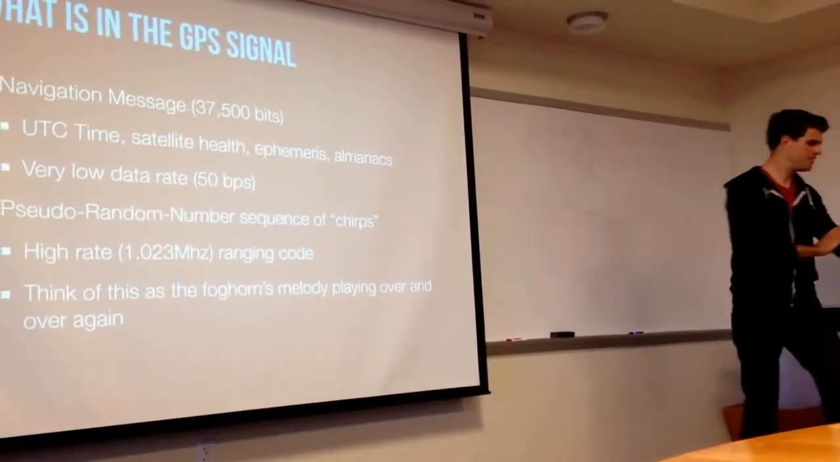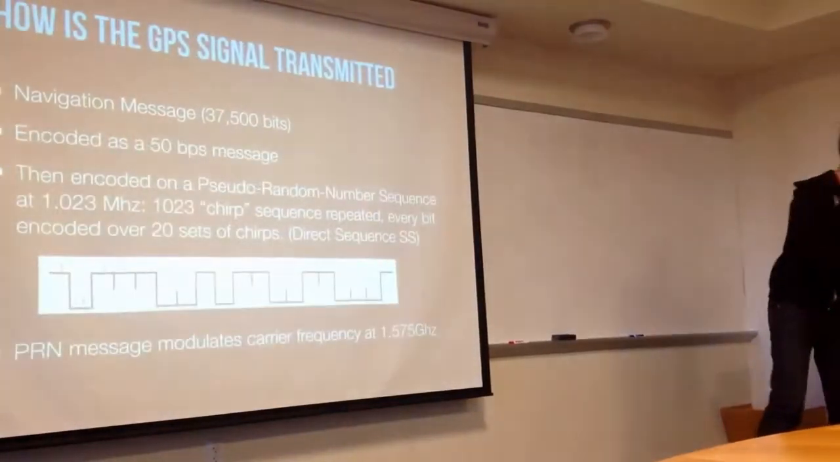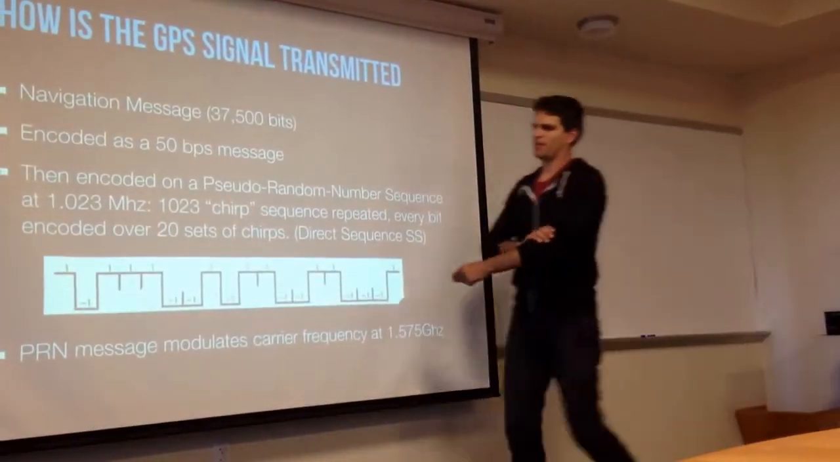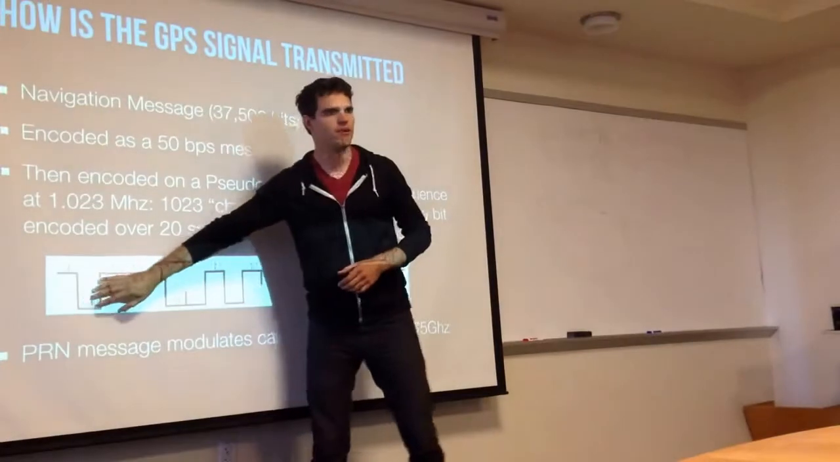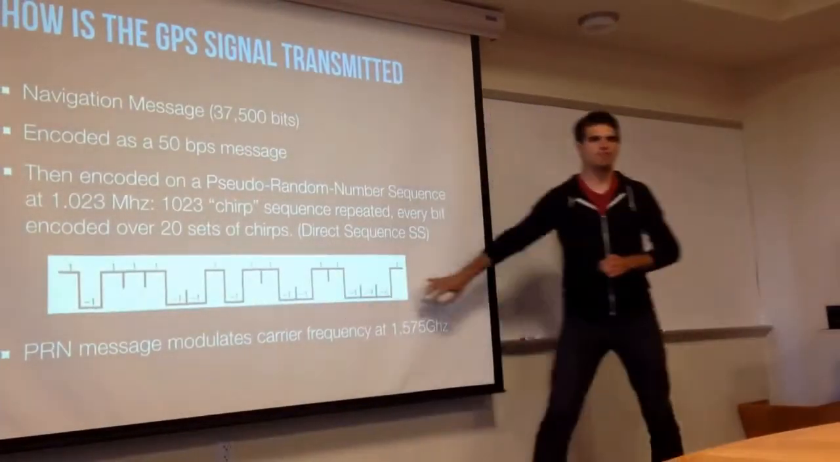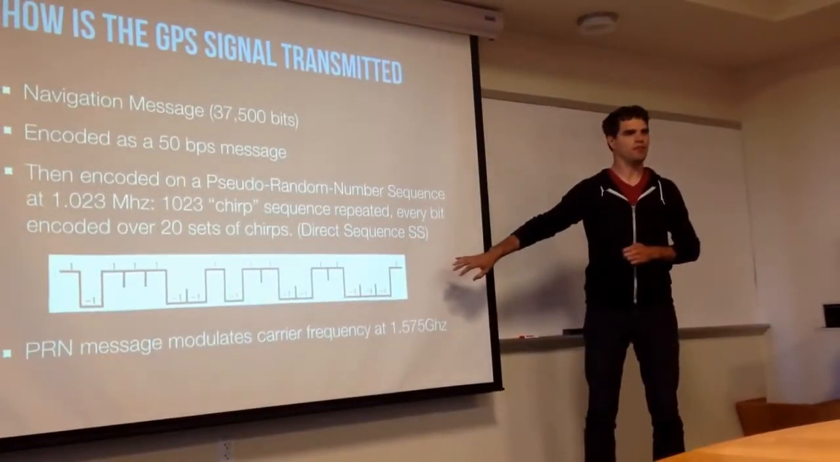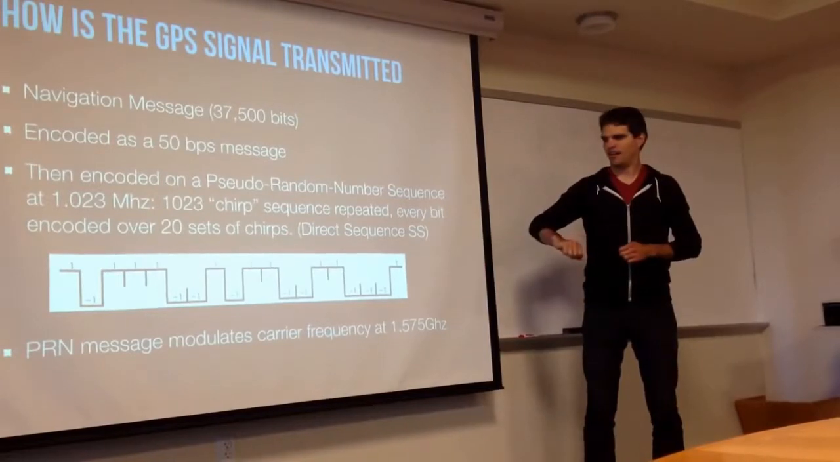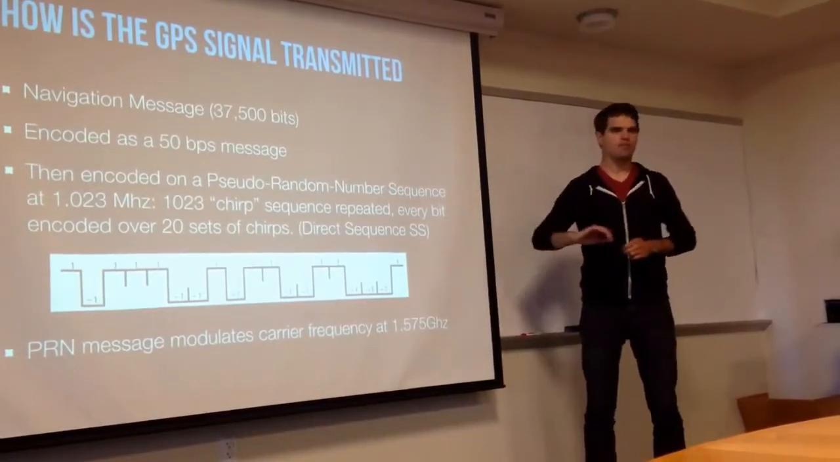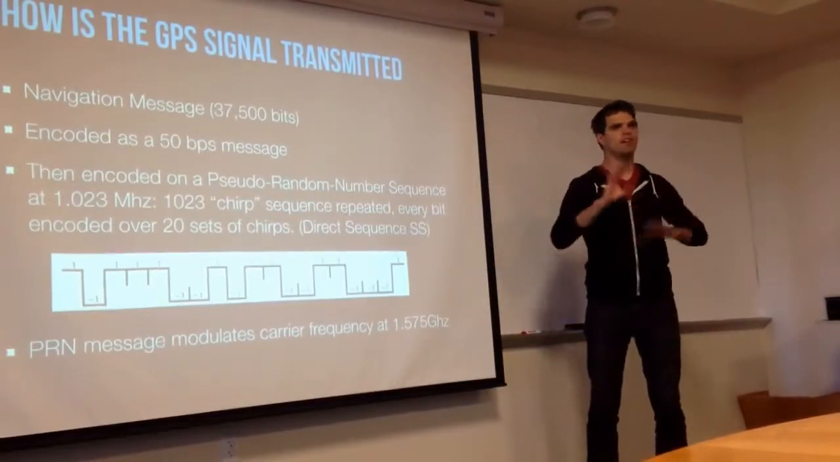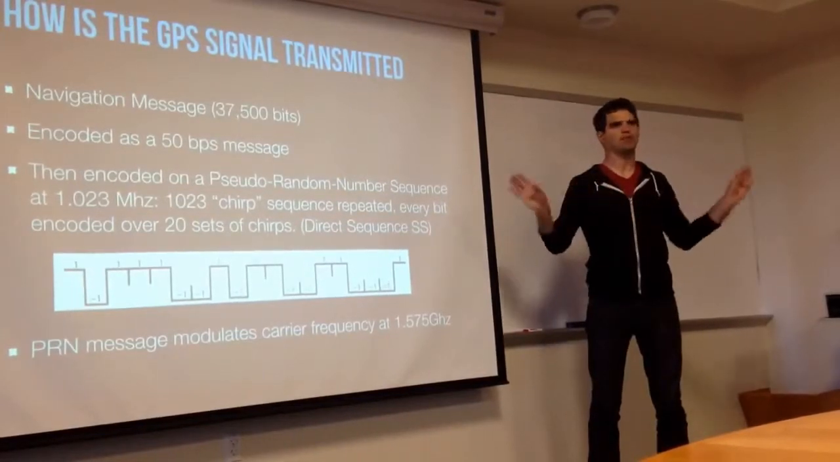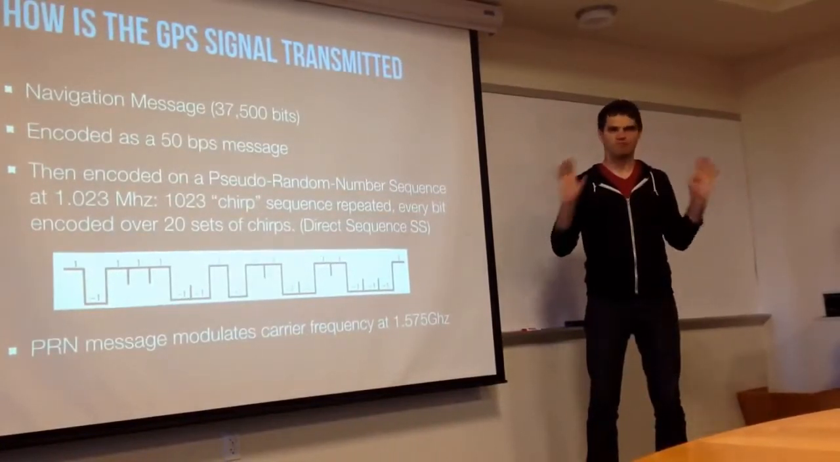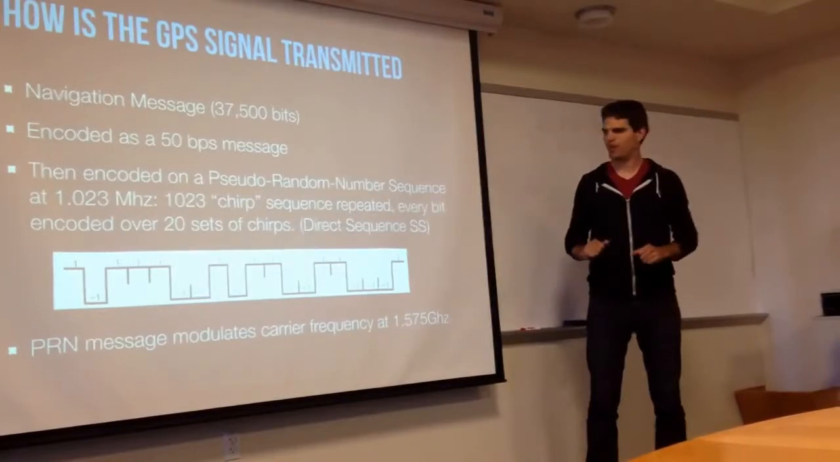So, here, let me go to the next one. What I'm going to do is I'm going to take some pseudo-random number sequence, which is literally a random sequence of ones and zeros that we agree on. By saying random, what I mean is that the distribution of ones and zeros between it is about the same. It looks like noise, except I actually know exactly what that sequence is beforehand.